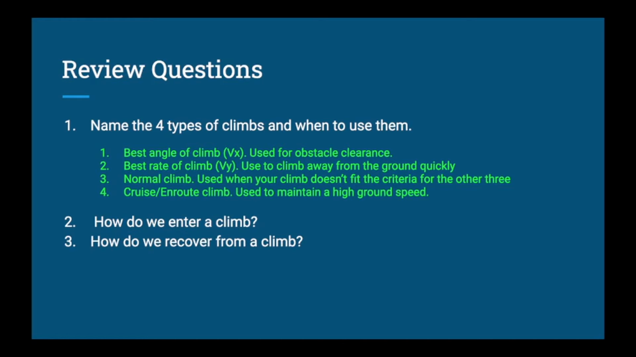And the cruise or en route climb is used to maintain a very high ground speed. It's definitely the least popular of the 3. Next, how do we enter a climb? Attitude, power, trim. How do we recover from the climb? Attitude, power, trim. So you want to get that APT memorized for climbing, as well as when to do each step.